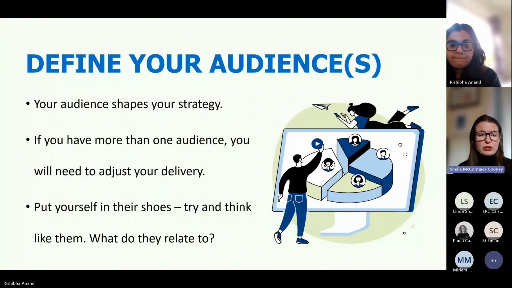Your audience shapes your strategy. If you have more than one audience, you need to adjust your delivery of your message. When you're thinking about your audience, put yourself in their shoes. Try and think like them. What do they relate to? Just to go back to fly less, that might change the way you deliver it based on whether you're talking to your parents or your peers, because your peers wouldn't fly as often as your parents might. So you need to adapt your message slightly based on your audience.